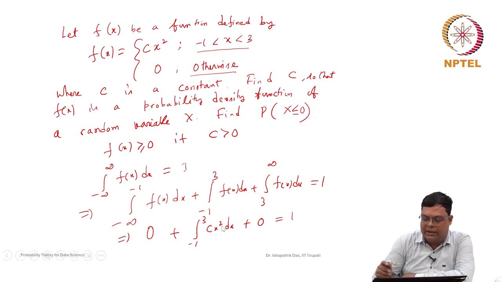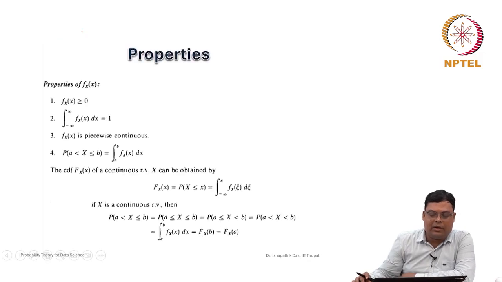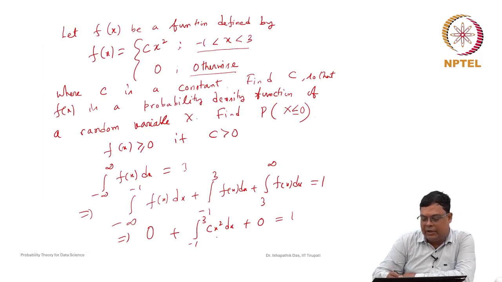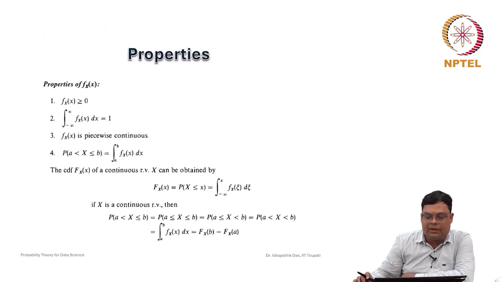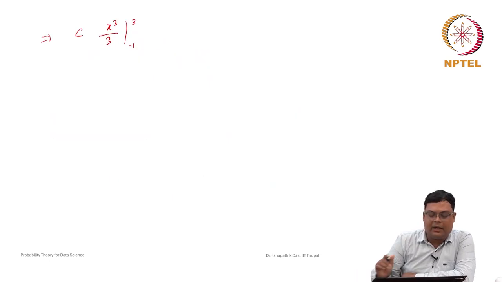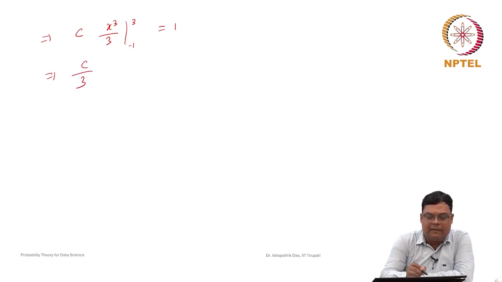So then we have to do this integration. What is the integration? The integral from minus 1 to 3 of c x square dx. The integration of x square is x cube by 3, so this is c by 3 times x cube with limits from minus 1 to 3, and this is equal to 1. So we get c by 3 times 27 minus minus 1 cubed, minus 1 cubed is minus 1, and with the other minus this will be plus 1.